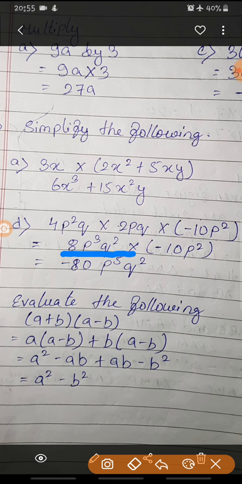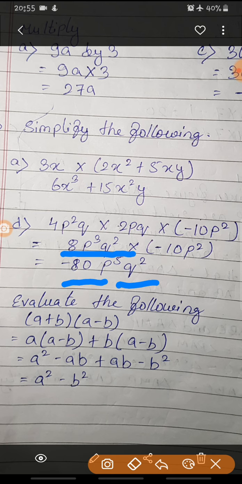Now this particular product will be multiplied with minus of 10p square. So 10 is multiplied with 8, then 80, and plus sign is multiplied with minus sign, then we can directly write minus sign over here. Now p to the power 3 is multiplied with p square, so p to the power 5 and q square as it is.